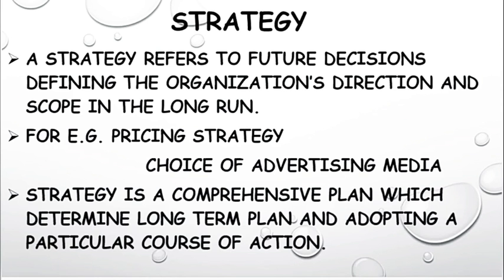Now we can say that this has three dimensions: determining long-term objectives, adopting a particular course of action, and allocating resources necessary to achieve these objectives. For example, pricing strategy and choice of advertising media act as a strategy. A company's marketing strategy has to address certain questions: who are the customers, what is the demand of the product, which channel of distribution is to be used, what is the pricing policy, how is the advertisement of the product done. This all comes under the strategy.